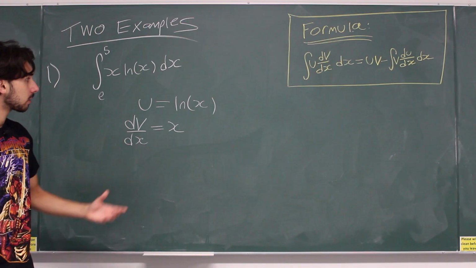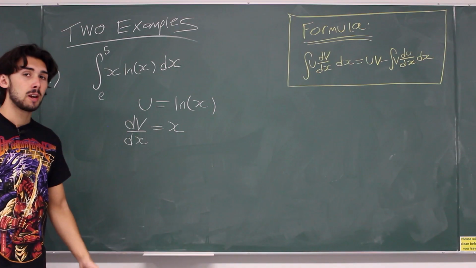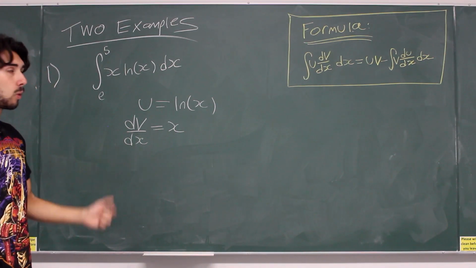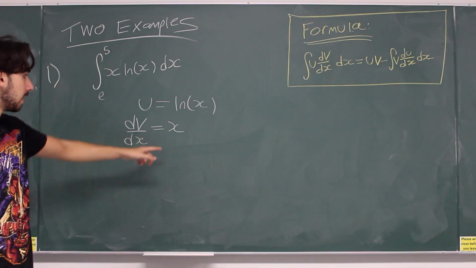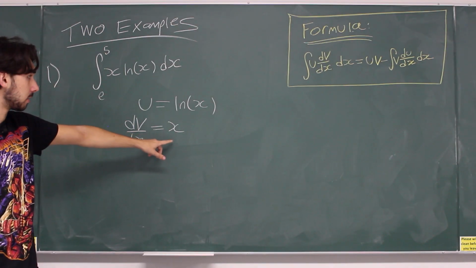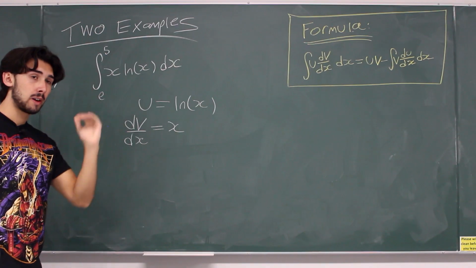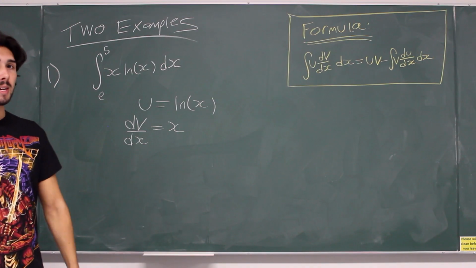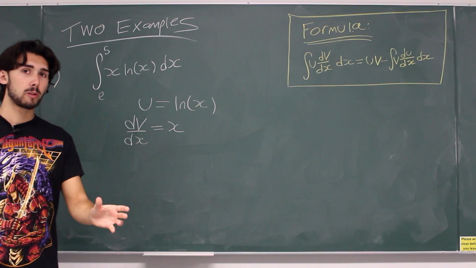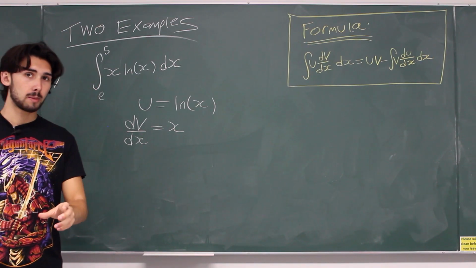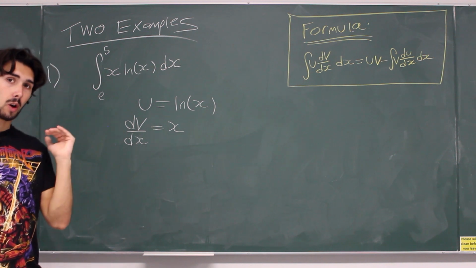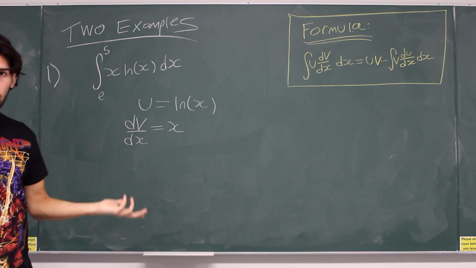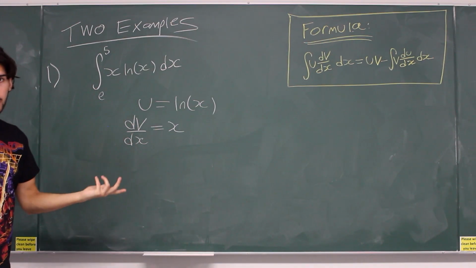Long story short, we're letting u be the natural log of x because logarithms have a higher priority for what we should label u than x, and x is an algebraic function. So logarithms come above algebraic functions when it comes to deciding what u should be. Remember the acronym LATE: Logarithms, algebraic, trigonometric, exponential. The higher up that is, the more likely you want it to be u. Logarithm, there we are, it's u.